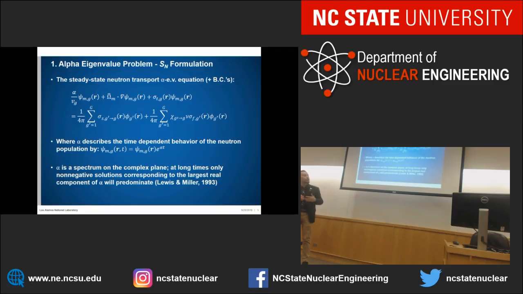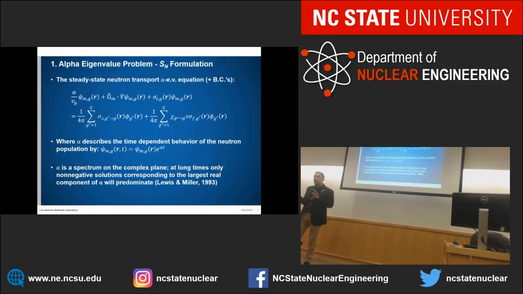If alpha is greater than zero, that means your neutron population is increasing, or you're supercritical. And if alpha is less than zero, your neutron population is decreasing, you're subcritical. This is different from the time-dependent transport equation in that this term replaces the time derivative, and thus it becomes what we call a time absorption term. Now it's a steady state equation. We solve this as you would any other eigenvalue problem, but now we're solving for alpha, which describes the time rate of change of the neutron population.